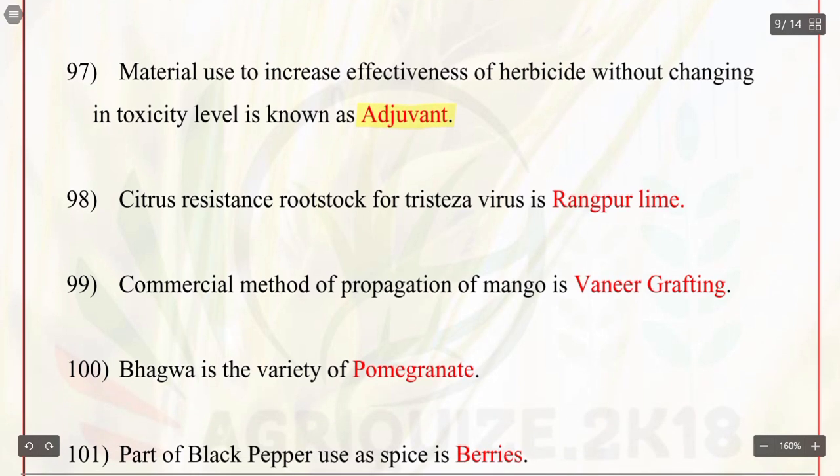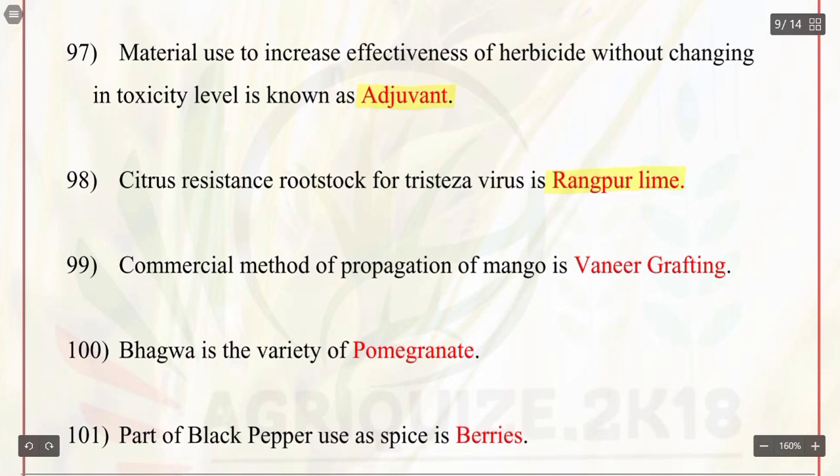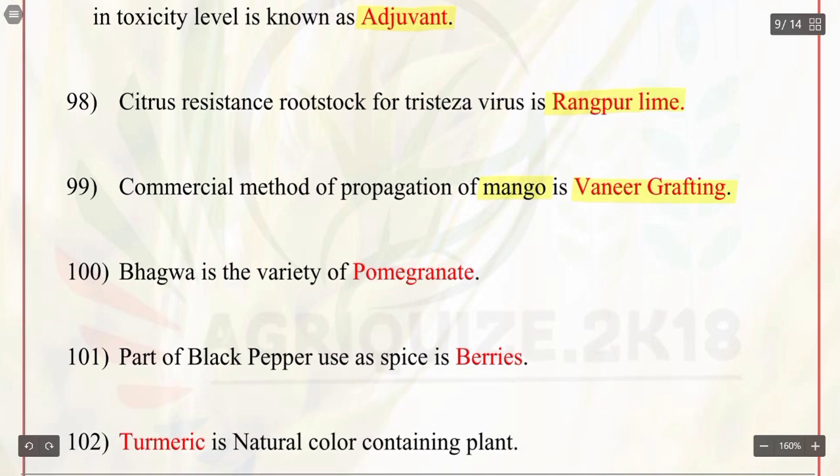Next, citrus resistance rootstock for Tristeza virus is Rangpur lime. Next, commercial method of propagation of mango is veneer grafting. Next, Bhagwa is the variety of pomegranate.